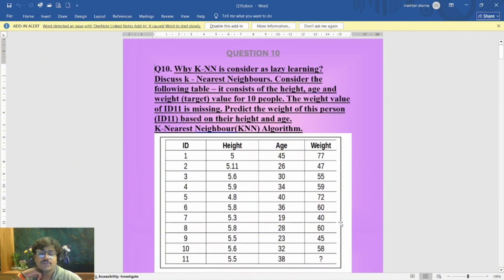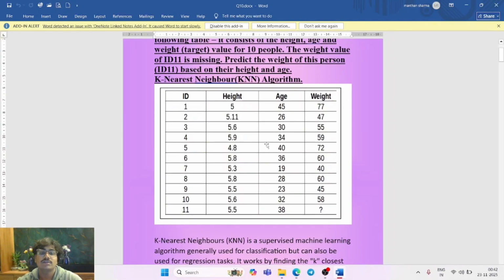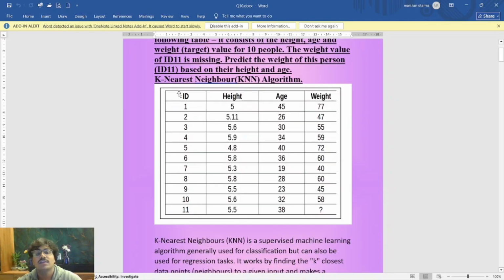So now let's move on to question number 10, which is the last question of the assignment. Why is KNN considered lazy learning? Discuss K nearest neighbors. Consider the following table. It consists of height, age, and target weight value for 10 people. The weight value of ID 11 is missing. Predict the weight of this person, ID 11, based on their height and age, using the K nearest neighbor KNN algorithm.